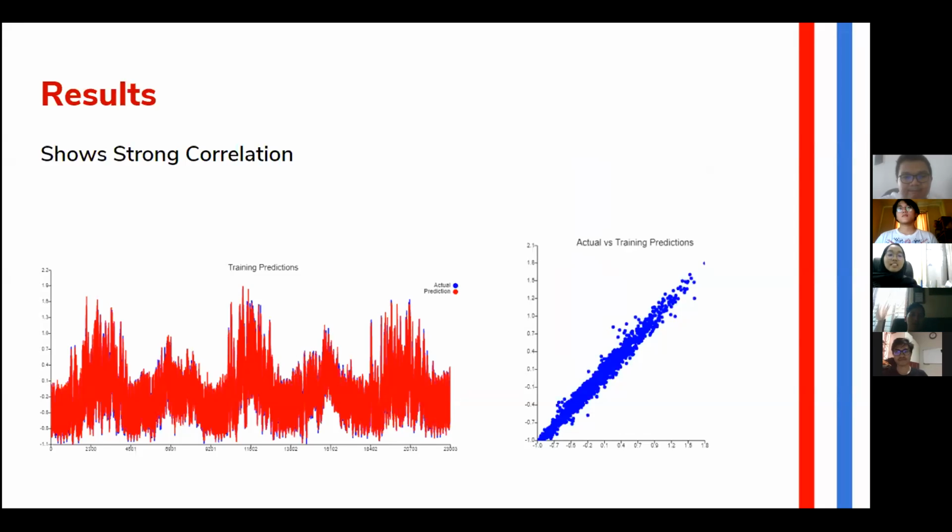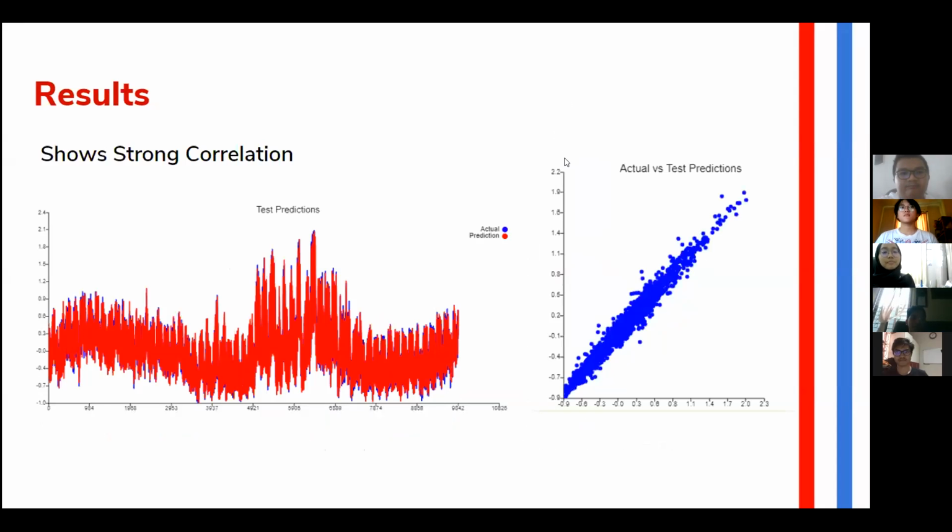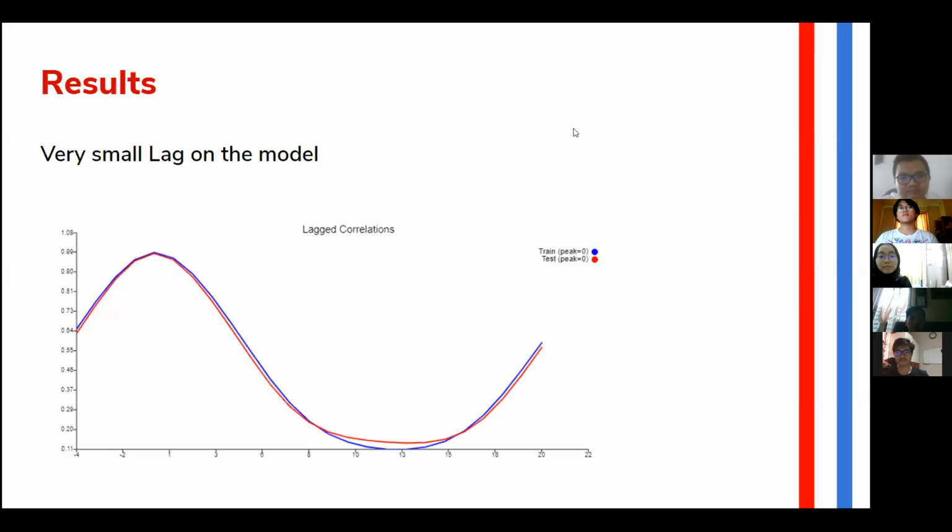As we can see, the training shows a good fit, which means a strong correlation. In the right graph, the scatter plot of actual versus training shows a straight line, with minimal difference between actual and training. The test prediction shows the same result as training. And lastly, this is our lag graph. As we can see, the peak approaches 0.